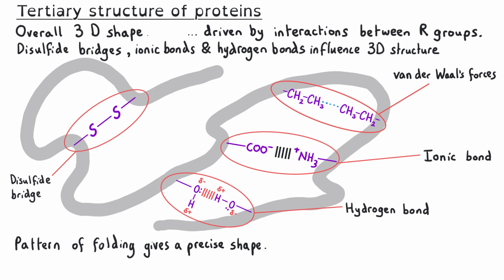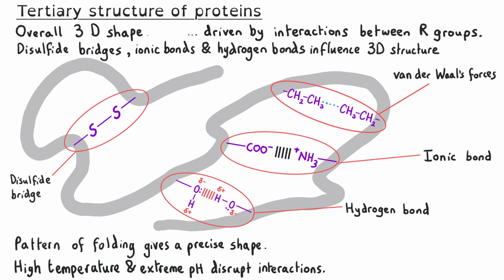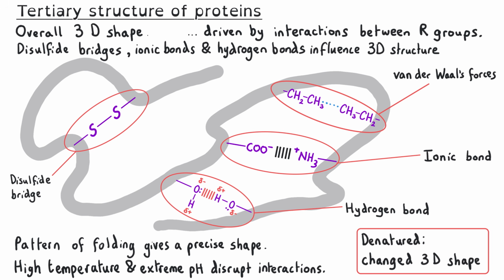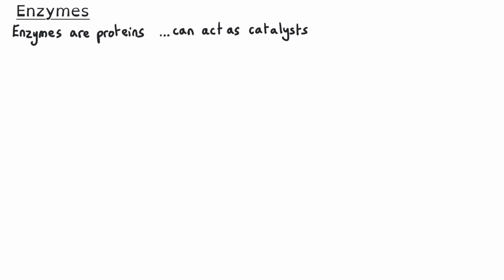For example, the shape of an enzyme's active site depends directly on its tertiary structure. If these interactions are disrupted, say by changes in temperature or pH, the tertiary structure breaks down and the protein becomes denatured, losing its function completely. So the tertiary structure is all about how these smaller patterns of helices and sheets fold up into the final functional three-dimensional protein. Enzymes are proteins that act as biological catalysts.